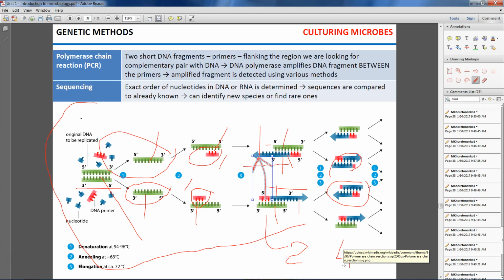So if you run like 40 cycles of PCR, which takes about 2.5 hours, you will increase your DNA concentration by 1 trillion times. So you can detect very minute amounts of DNA. Certain methods allow you to detect 1 molecule of DNA in your sample.